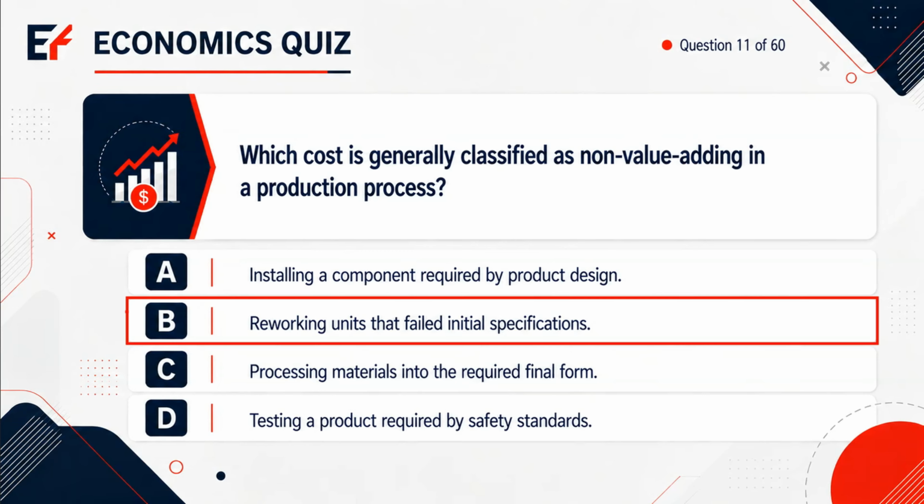Option A is incorrect because installing a required component contributes directly to the product's intended design. Option C is incorrect because processing materials into the required form is necessary to create the final product. Option D is incorrect because safety testing may be necessary to meet legal or customer requirements.